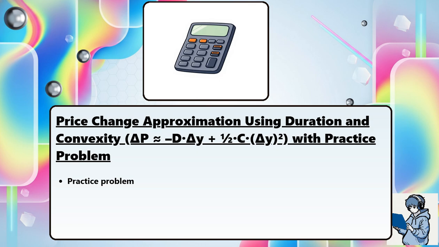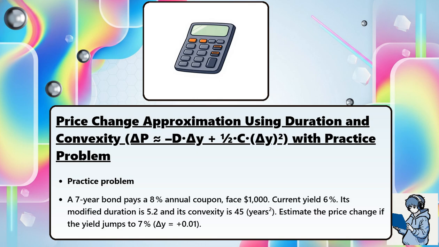Practice problem. A 7-year bond pays an 8% annual coupon, face $1,000. Current yield 6%. Its modified duration is 5.2 and its convexity is 45 years squared. Estimate the price change if the yield jumps to 7%, delta Y equals plus 0.01.